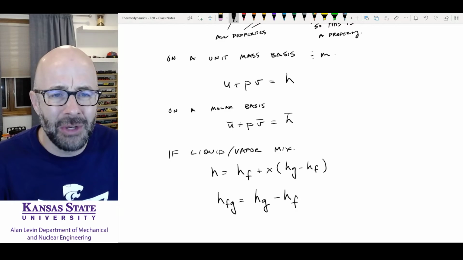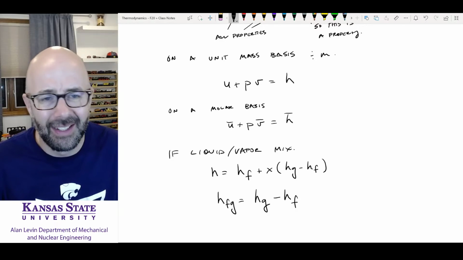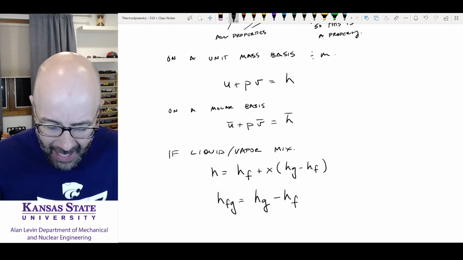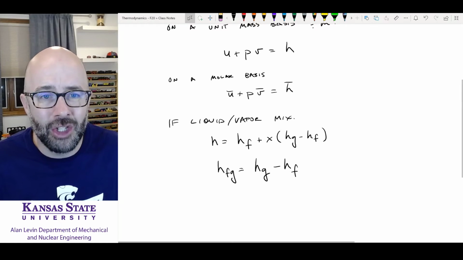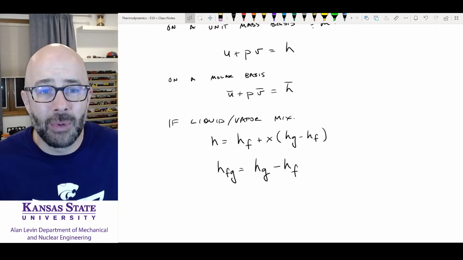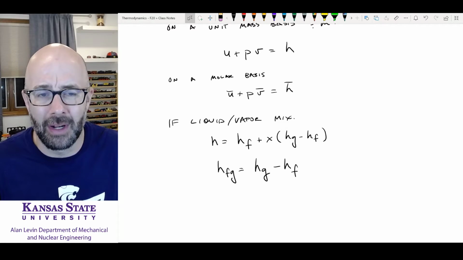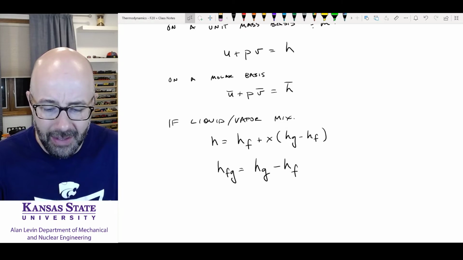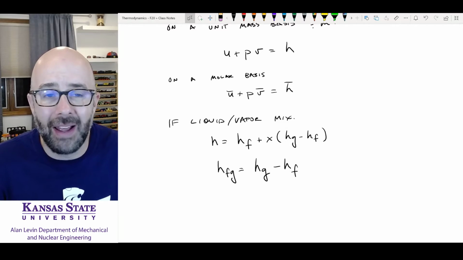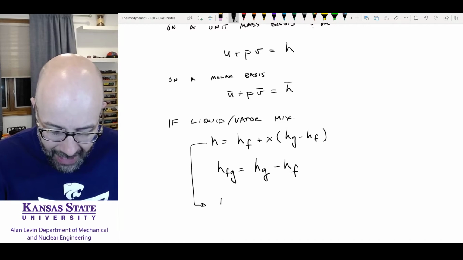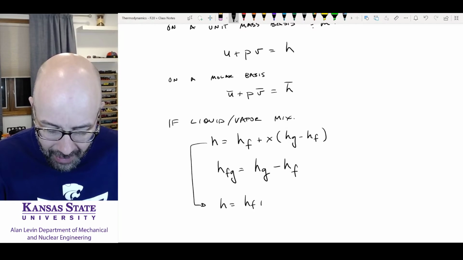So that's kind of interesting. Hfg is equal to Hg minus Hf, but that's how we use this. And this is called evaporation enthalpy. It's called enthalpy of vaporization. There's lots of names for it. You can call it the enthalpy of condensation if you go backwards. All these things give this to you. So what happens is we can rewrite this enthalpy equation as H is equal to Hf plus X times Hfg.